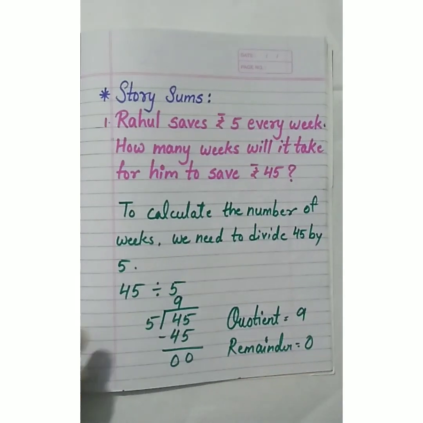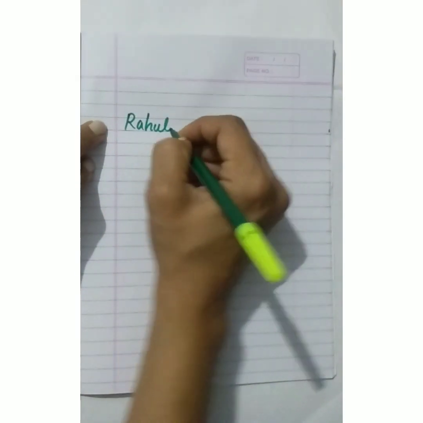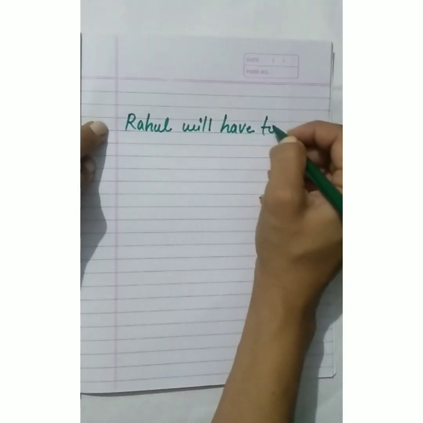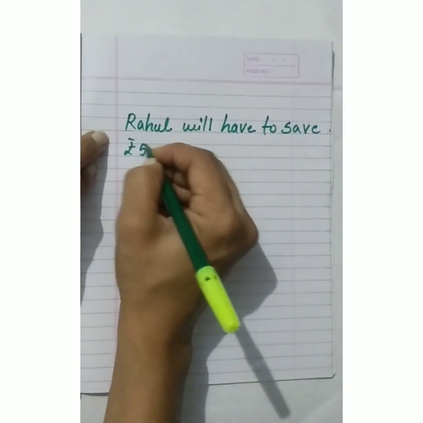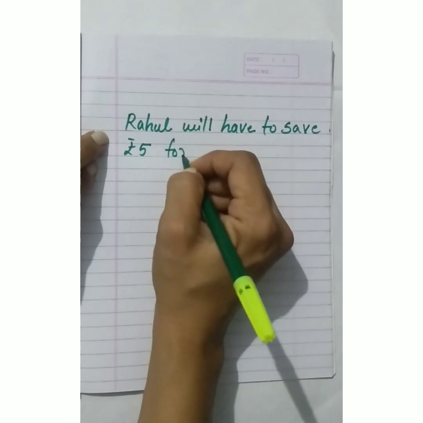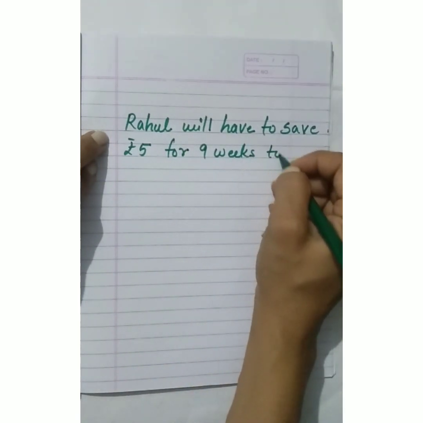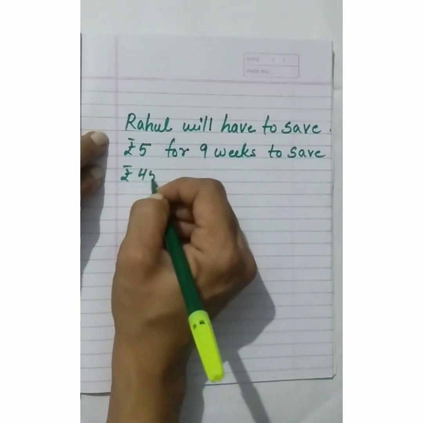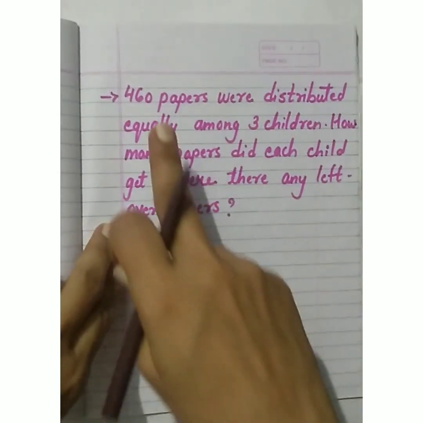So now we will write our final statement. So what are we going to write? Rahul will have to save rupees 5 for 9 weeks to save rupees 45. Let us see one more example.